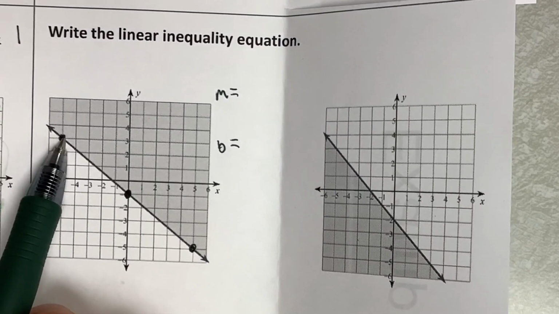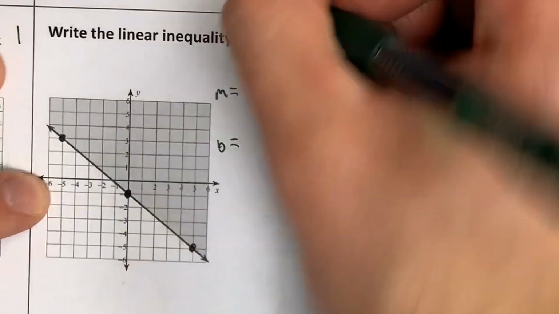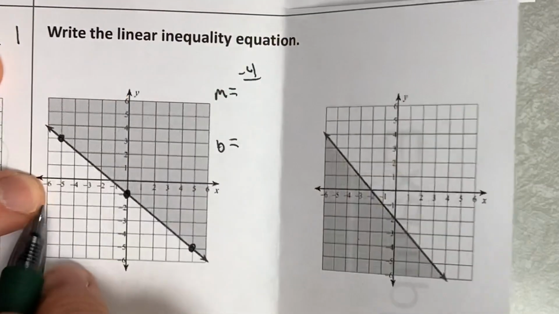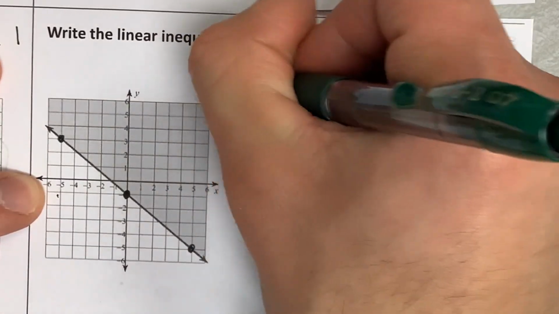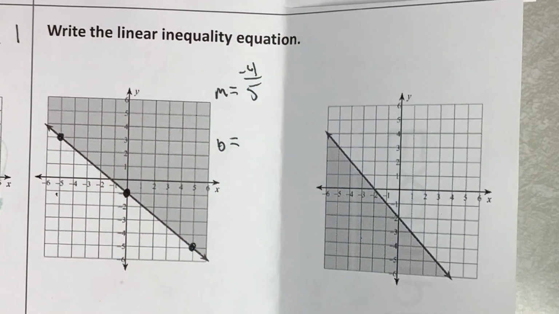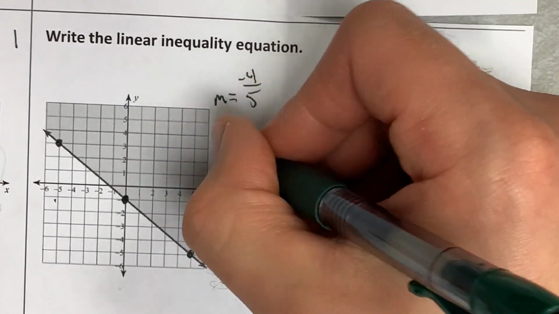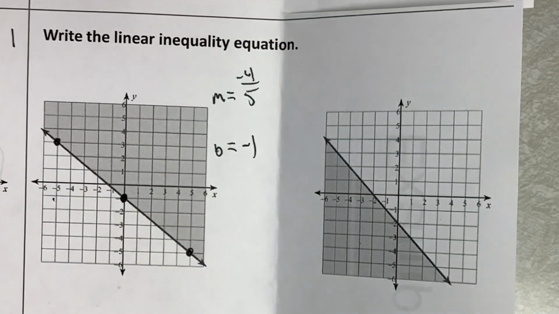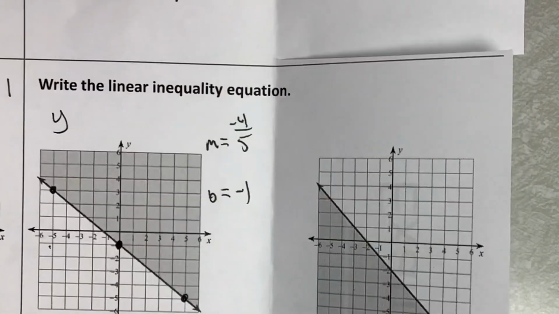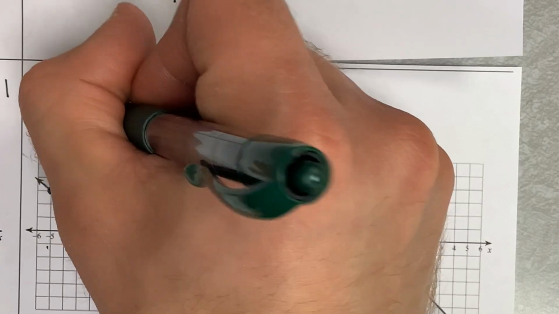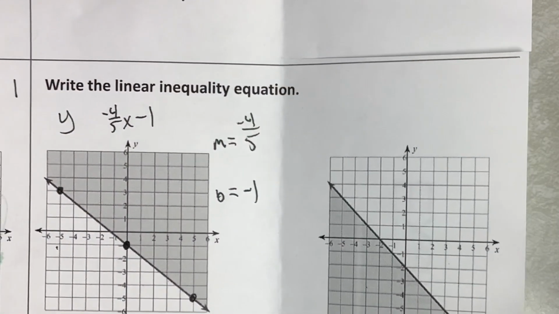So I'm gonna go down 1, 2, 3, 4. So that is -4 on the top. And then I gotta go right, 1, 2, 3, 4, 5. +5 on the bottom. So down 4, right 5. And then my y-intercept touches the y-axis right there at -1. And there we go. So y, I'm gonna leave this blank for right now. -4/5x minus 1. So there we go.